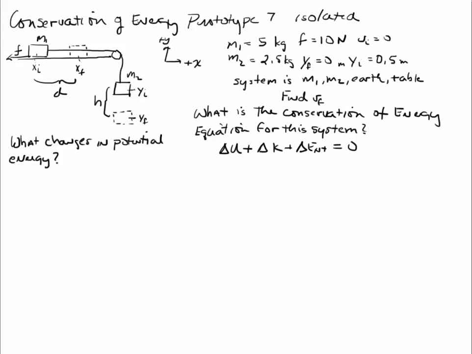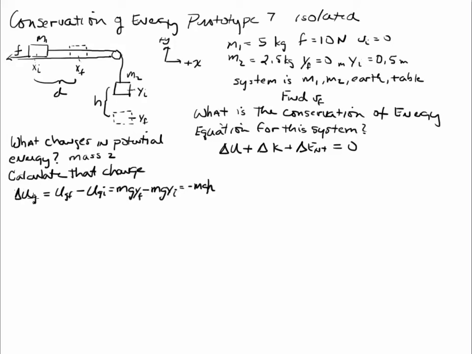What changes in potential energy? Of course, mass 2 is the only mass that changes in potential energy. It decreases by falling height h. Calculate that change. Change in gravitational potential energy is equal to the final gravitational potential energy minus the initial gravitational potential energy, and that's equal to minus mgh.